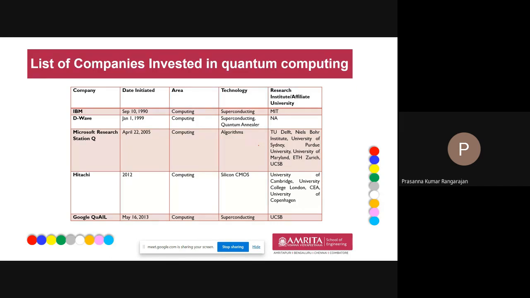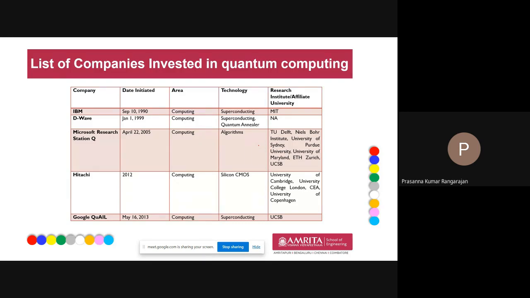The next company, Hitachi, started their initiation in 2012. They use the silicon CMOS technology here. They are associated with certain universities, which you can see here. And of course, in 2013, Google also came into the picture. They call it QAIL. Okay, so these are companies that have invested and are working in quantum computing, not QNLP alone. In general, they work on quantum computing. So NLP may be an application for that.